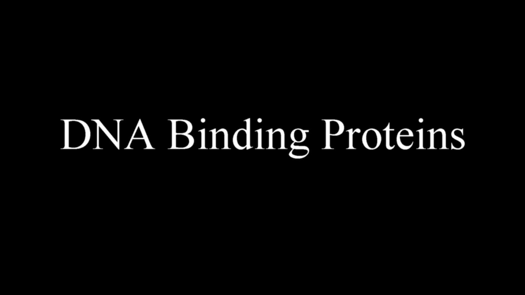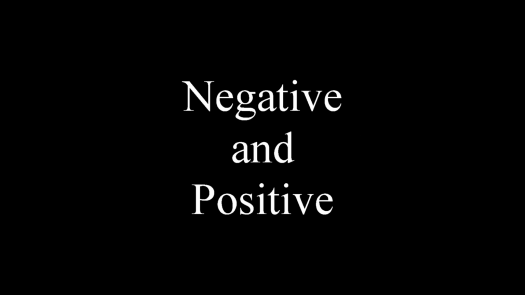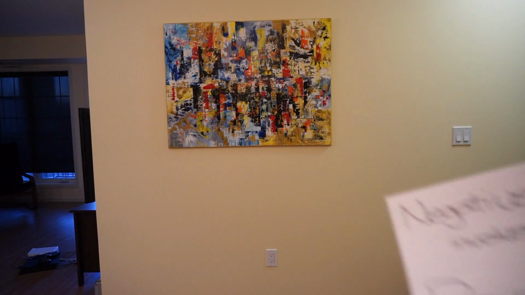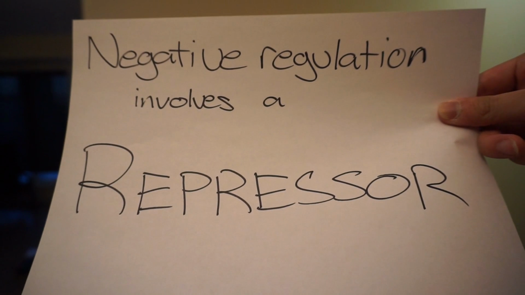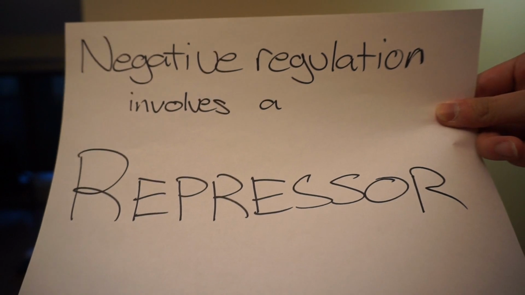So essentially, operon regulation is performed by DNA binding proteins. There's two types of control, negative and positive. So first, let's talk about negative regulation. Negative regulation generally involves a protein called a repressor. This protein binds to DNA at the operator site and makes it hard for transcription to occur.